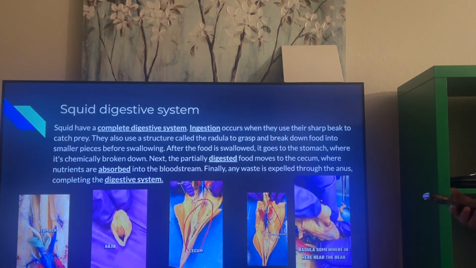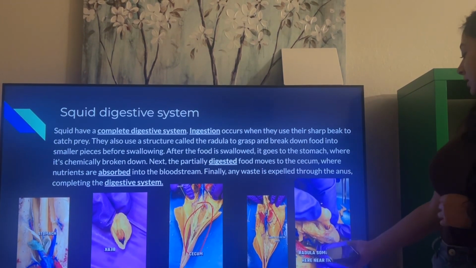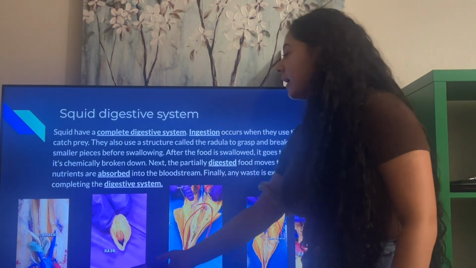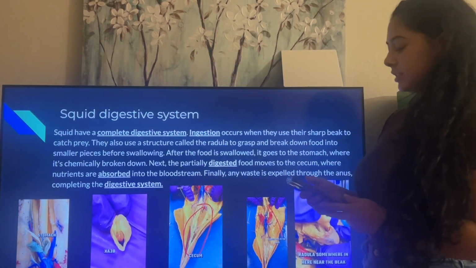The squid digestive system. Right here you can see the radula somewhere near the beak. Under this, the anus, the cecum, the beak, and the stomach. They also have a complete digestive system.